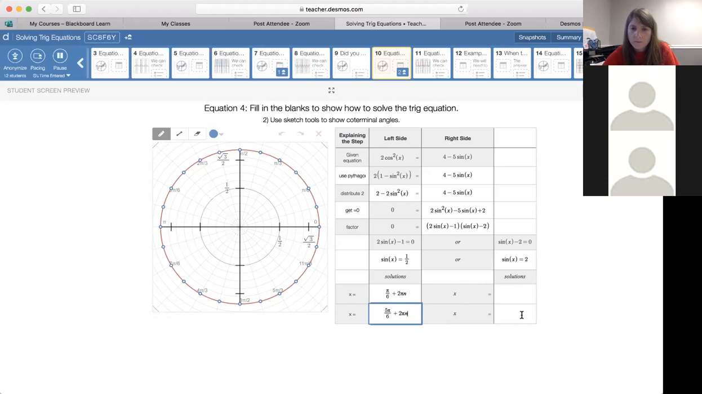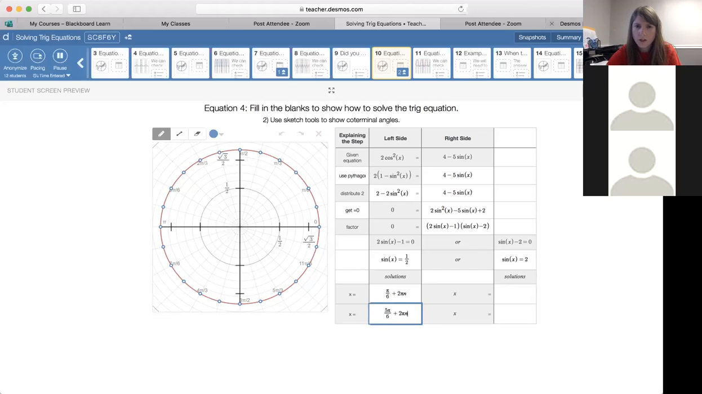Now, why did it leave blanks over here? Because you could have had solutions if this were something else, right? If this had been sine of x equals maybe something like 1, we could have been thinking about our pi over 2. And let's go ahead and check this, right? This looks like we have two solutions between 0 and 2 pi. Our coterminal or our sketch tools, we could sketch those out.